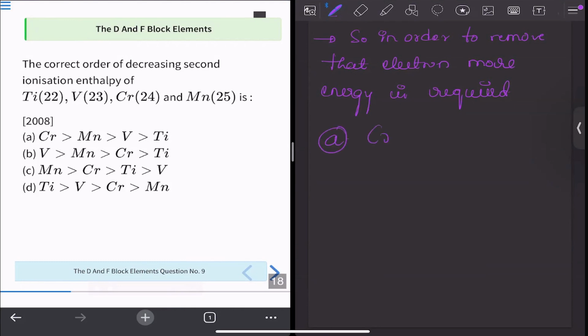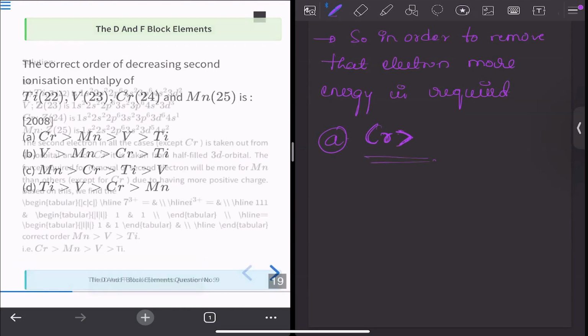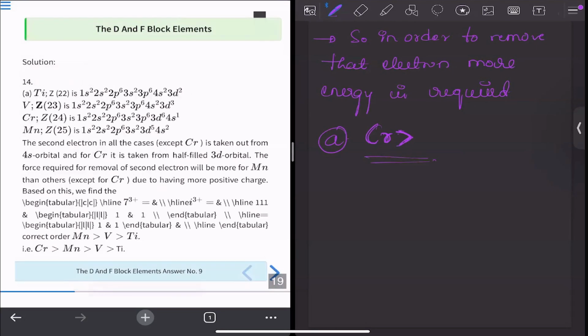In option A, chromium is present first, so chromium will have the maximum. So this is the answer. The second electrons in all the cases except chromium are taken out from the 4s orbital, and for chromium it is taken from the half-filled 3d orbital.